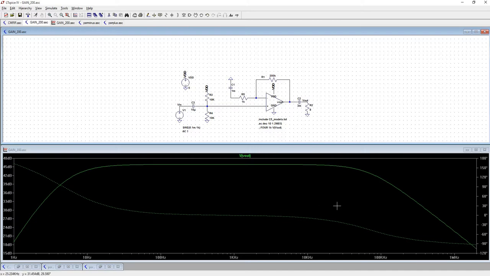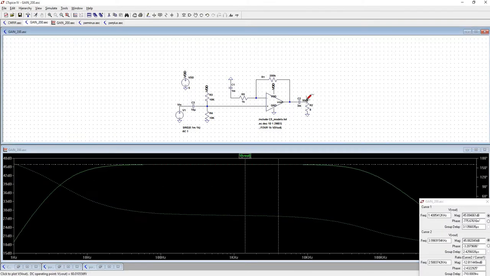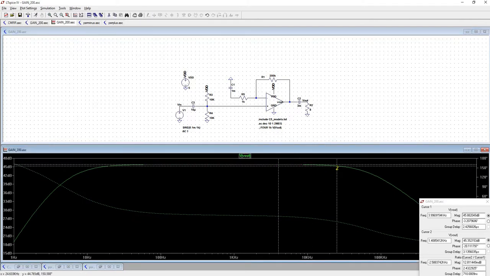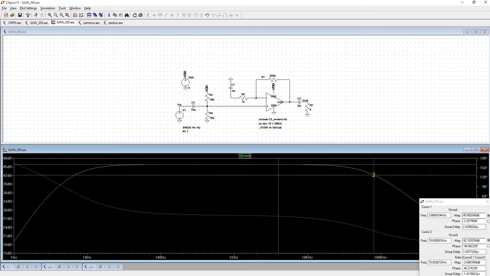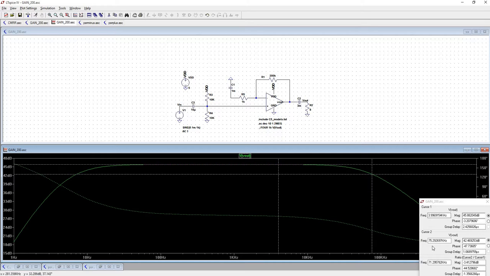Alright, so considering this is an audio application, this makes me extremely happy because I've got a stable flat line from 10 hertz all the way out to, let's just see where the 3 dB frequency is. So if we are at 45, we'll go down to 42. Cursor 2. So that corresponds to 75 kilohertz, which is well above the audio range.